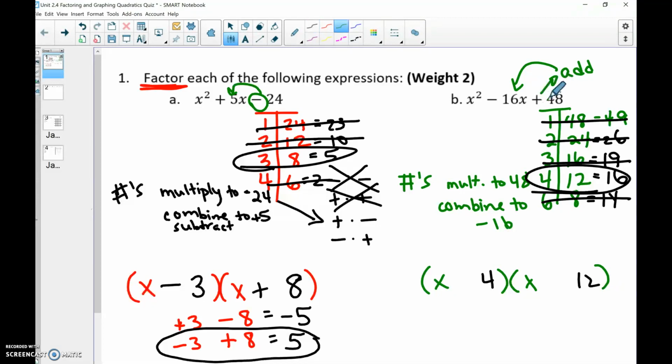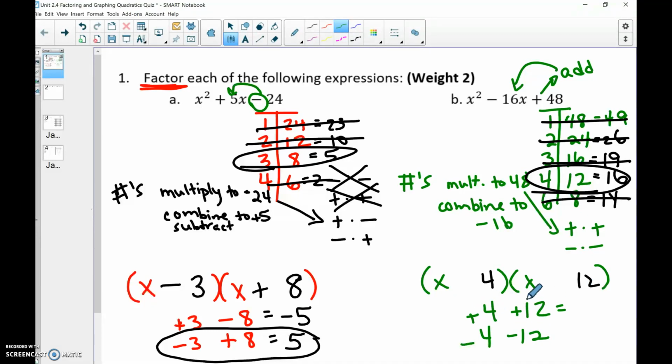All right, now, in order to get positive 48, I only have two options that are going to work. I can either do a positive times a positive, or a negative times a negative. Just like last time, I could only use those to get negative. This time I'm trying to get a positive. So I can either do positive 4 and positive 12, or negative 4 and negative 12. Notice this is adding and subtracting now. This isn't multiplying anymore. When I multiply them, I know I'm going to get 48, so that's fine.